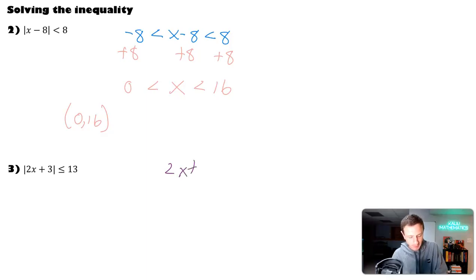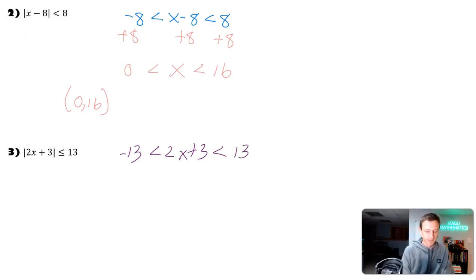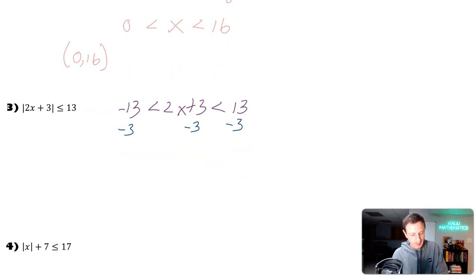So we're going to have 2x plus 3 is greater than or equal to negative 13 and less than or equal to 13. Once we identify that, we can solve, and just to save some time on this video, I'm going to solve these both at the same time here. So negative 13 minus 3 is negative 16, and we get 2x. Less than or equal to 13 minus 3, so that's 10. I forgot the or equal to.